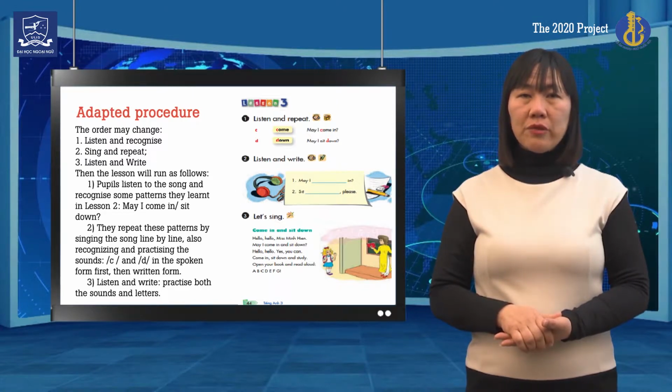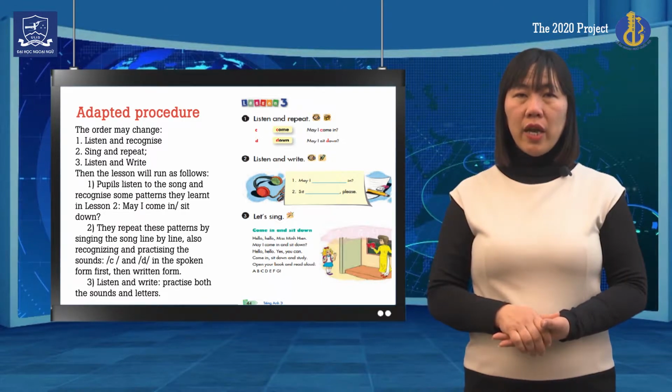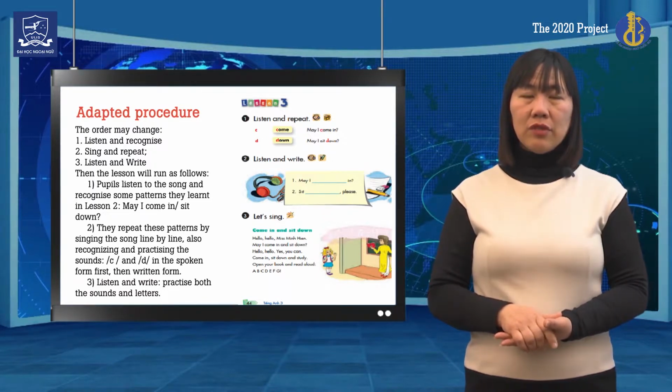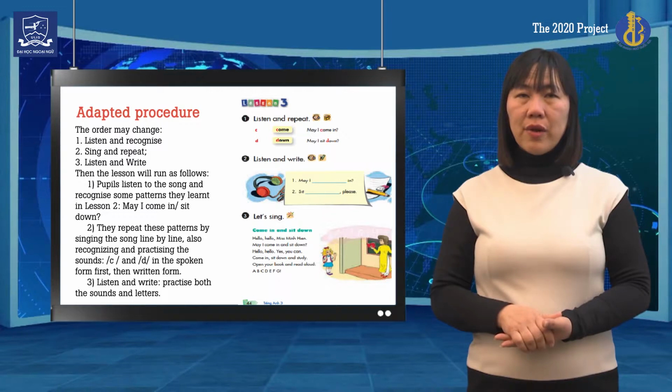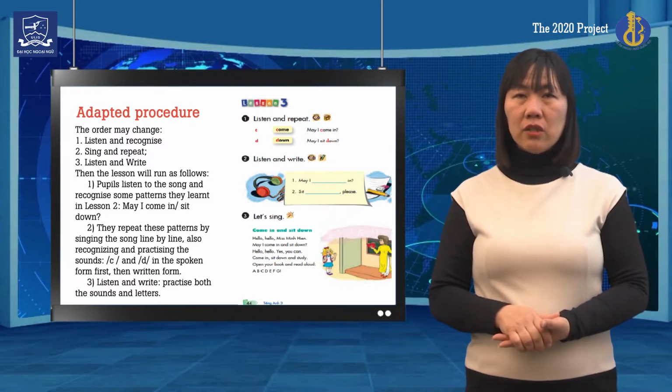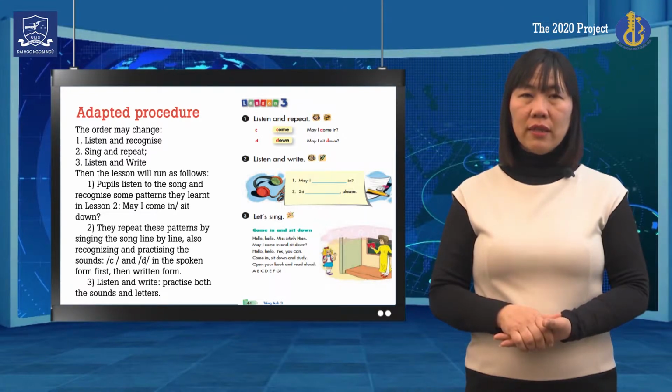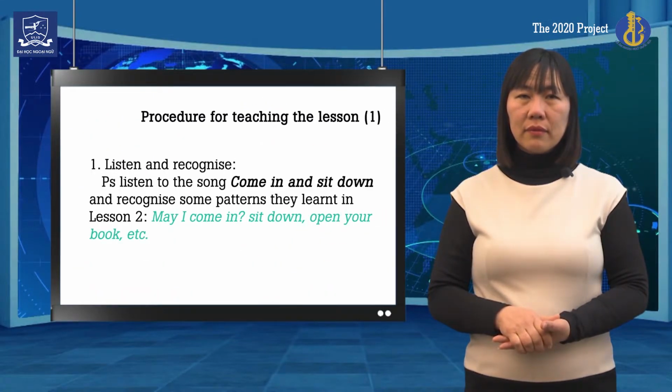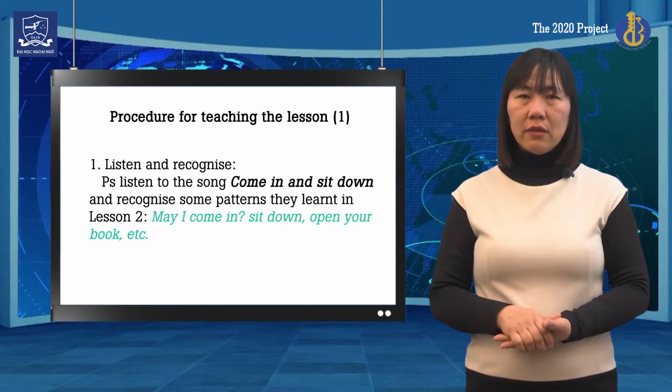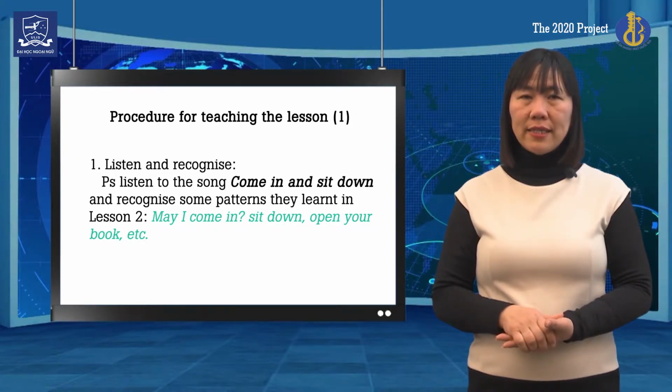Now, the lesson will run as follows. Activity 1, Listen and repeat, you change into listen and recognize. Activity 2, Listen and write, will be changed into sing and repeat. Activity 3, Let's sing, will be changed into listen and write. Here is the more detailed procedure for teaching the lesson.